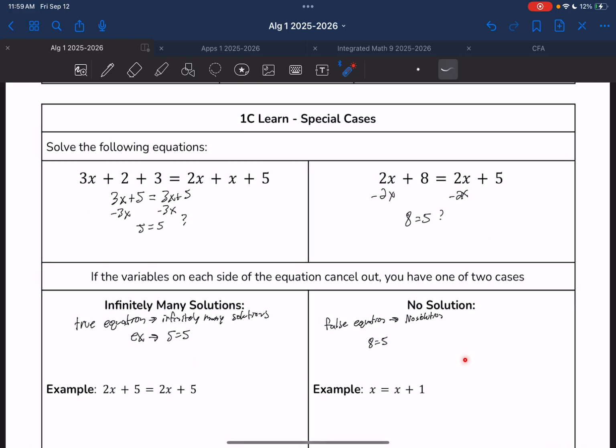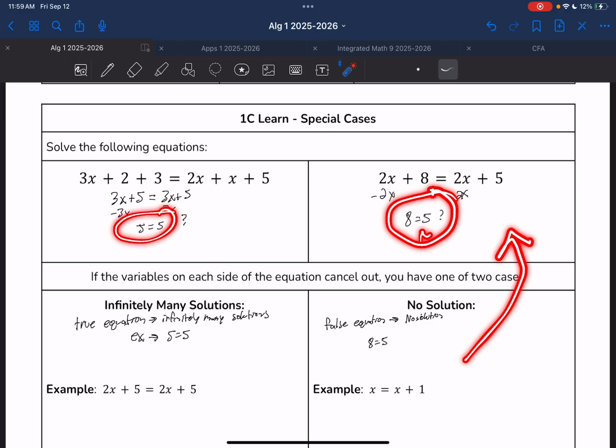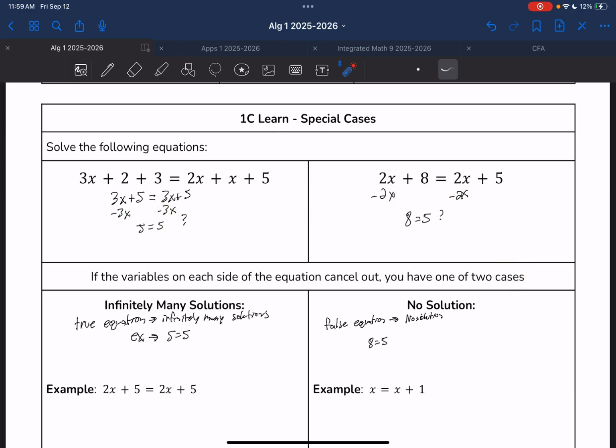So what that shows up as is when we're simplifying equations, you'll be able to cancel out the variables and you'll just be left with numbers. If the equation doesn't make sense, then it is no solution. If the equation does make sense, then it's infinitely many solutions. So no matter what x is, the equation works.